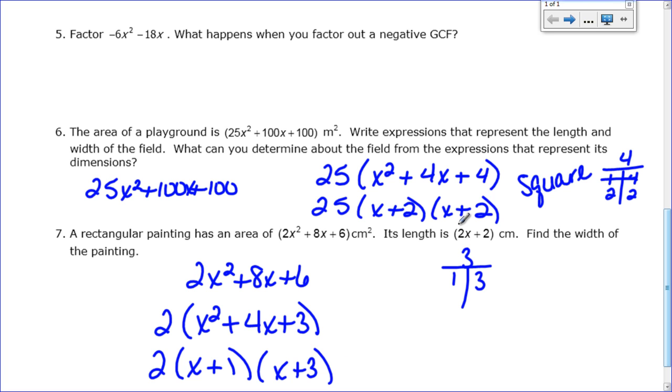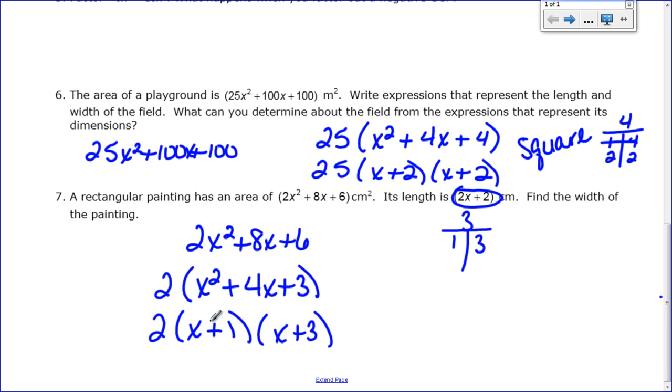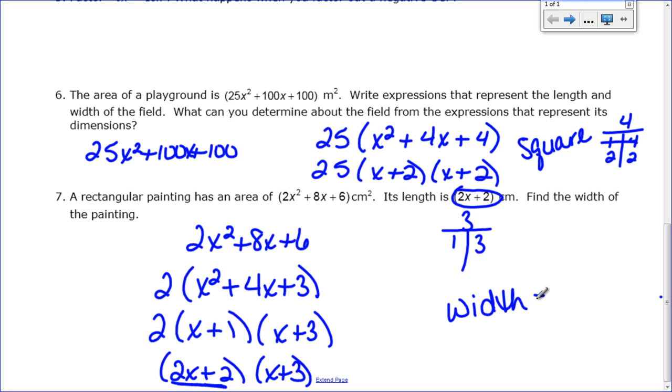Now the problem is I told you that this would be one of the factors, but if you look at the answers I just wrote down, 2x plus 2 is not a factor until you distribute this 2 back. If I distribute this 2 back to this first term, it becomes 2x plus 2 and then x plus 3. And so you can see that this is the 2x plus 2, it's the factor they gave me. That means that the width is going to be the other factor, which is x plus 3 centimeters.